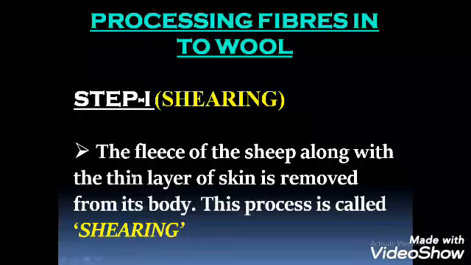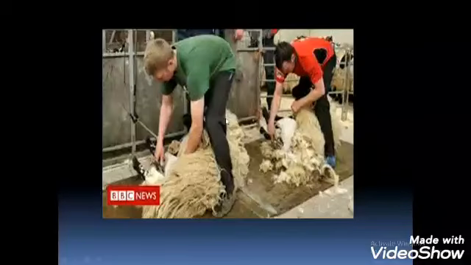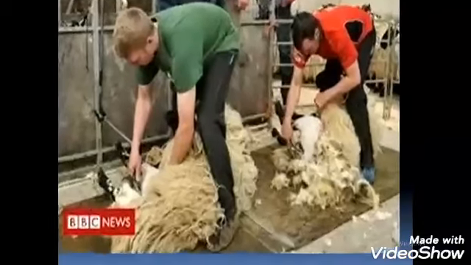We know that we obtain wool from the fleece of the sheep. So, in the first step, the fleece of the sheep along with the thin layer of skin is removed from the sheep's body. This process of removing the fleece of the sheep is known as shearing.